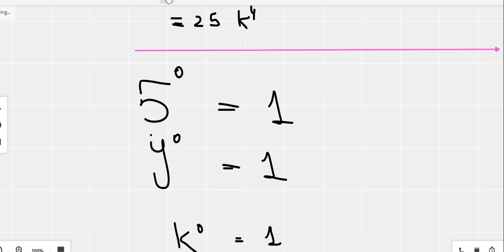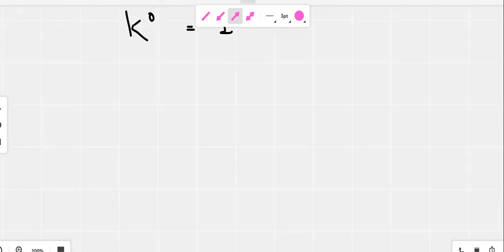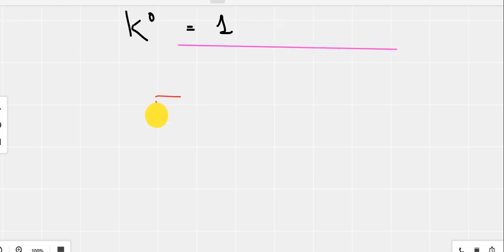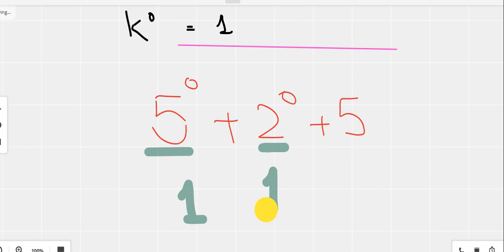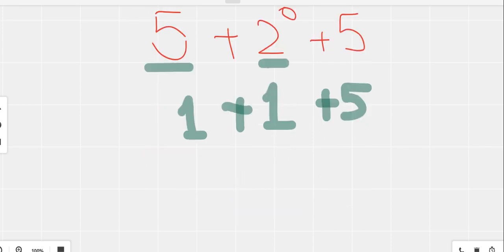Let's do a question of it. Let's say we have 5 to the power of 0 plus 2 to the power of 0 plus 5. Now if I look at here, 5 power is 0, which means that it's 1. This 2 power is 0, which means that's 1. But 5 has no power mentioned, which means its power is 1. So I will write 5 as it is, and then I'm going to add it. 1 plus 1 is 2, 2 plus 5 is 7. So 7 is our answer. It was very easy.